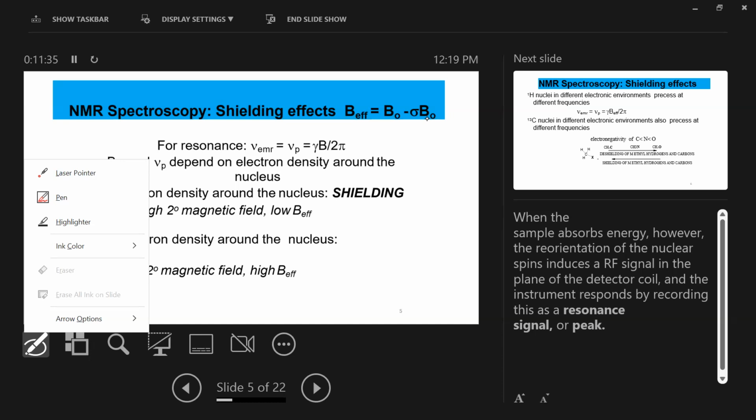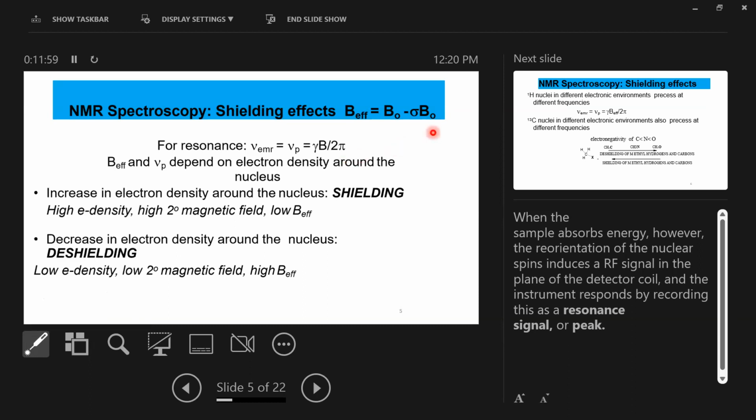All right. So if you're decreasing electron density around the nucleus, meaning the electrons in the s orbital around the nucleus, if you're pulling that away, that means there will be less shielding effect, meaning that it's going to be de-shielded. Does that make sense? If you have an electron donating group, that means it's pushing electron density on it. That means there's going to be a greater effect from the secondary magnetic field. So you should anticipate it to have a lower effective magnetic field experienced by the nuclei. Does that make sense? All right.